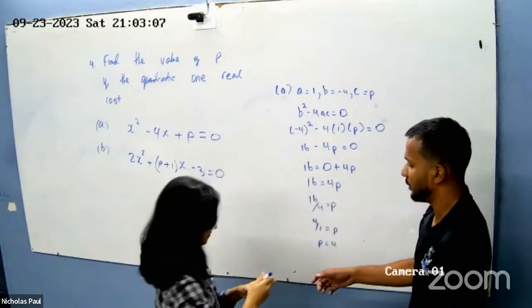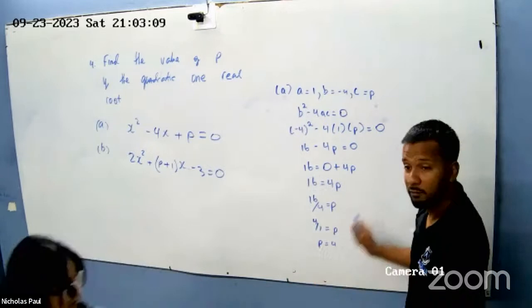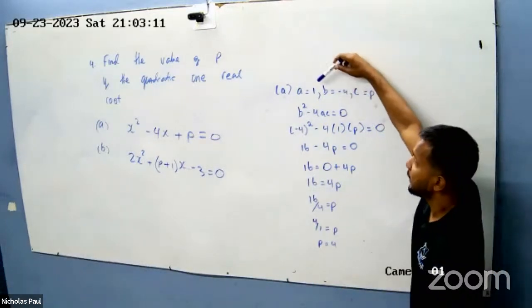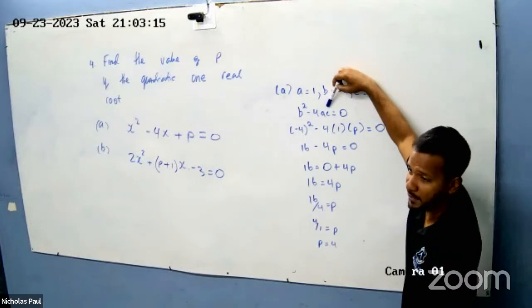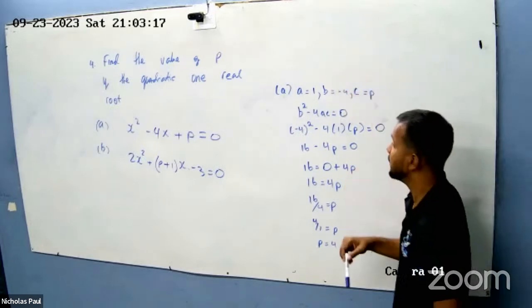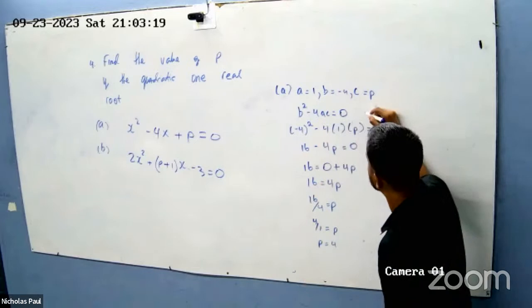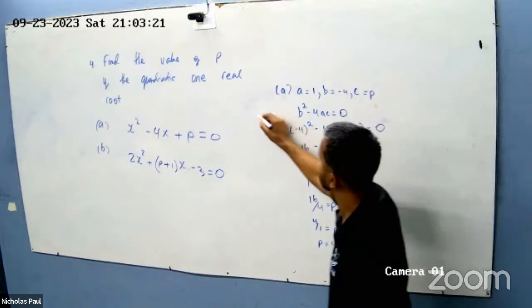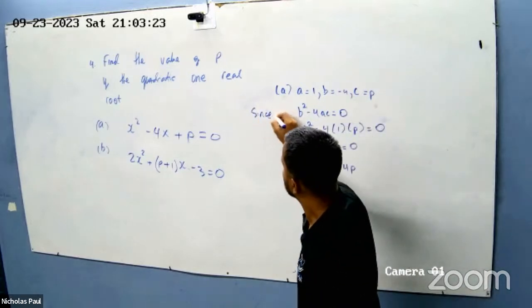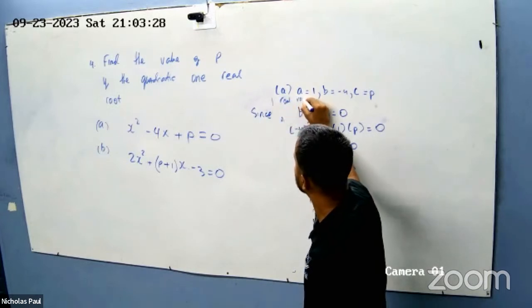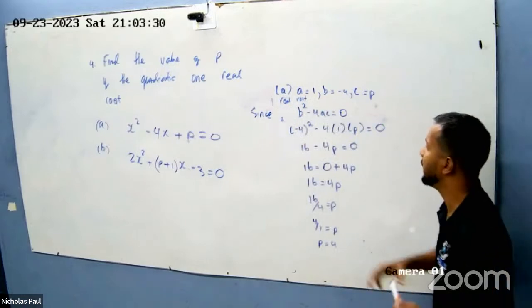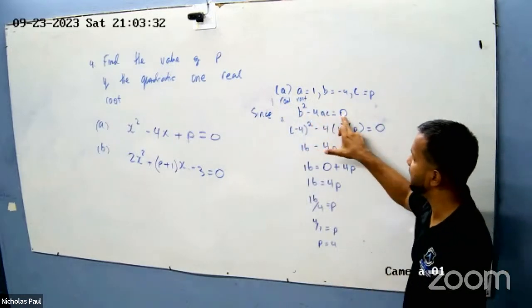Very good. So here what she did, she wrote down A, B, and C, and then she said that b squared minus 4ac is equal to 0, since it has one real root. Since it has one real root, b squared minus 4ac is equal to 0.